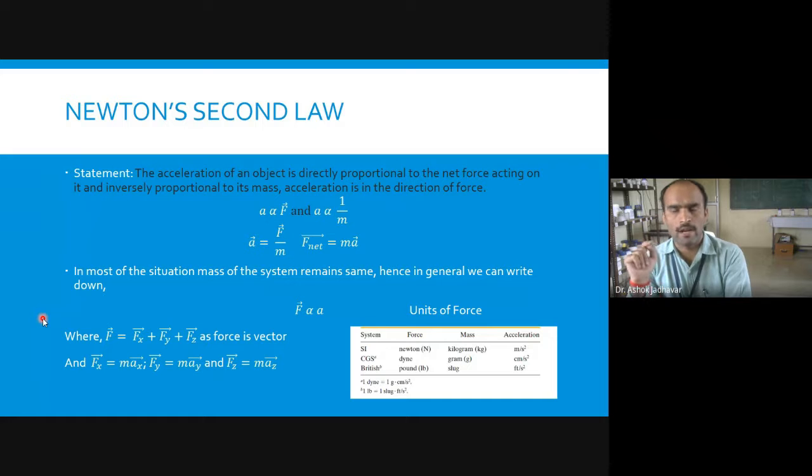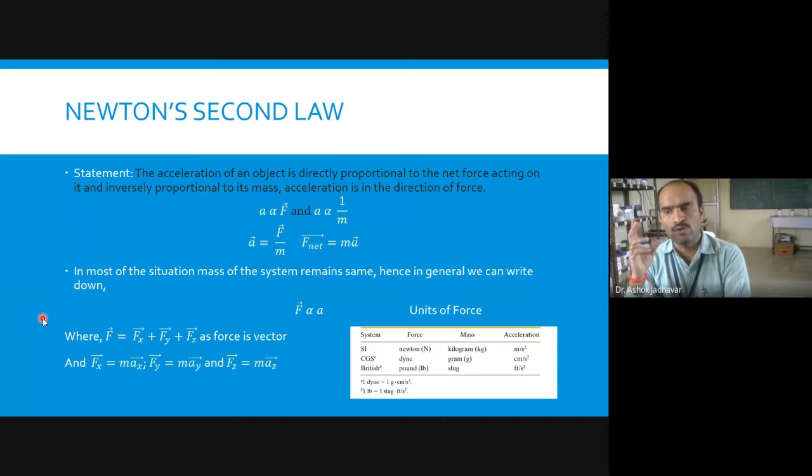Basically, using this law, we can write F = ma. In many cases, the mass of the system does not change with respect to time. When the mass of the system remains constant, you can write Newton's second law as F bar and acceleration being directly proportional to each other. F is a vector quantity, and you can write it as an addition of 3 components of the vector, Fx, Fy and Fz. So F bar can be written as Fx plus Fy plus Fz as a force vector.